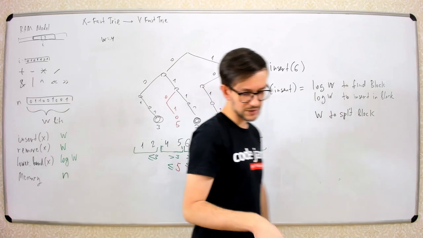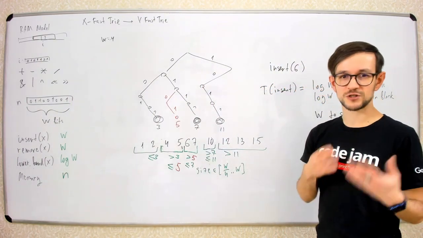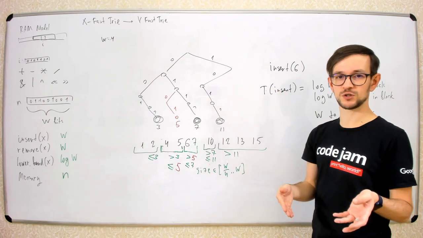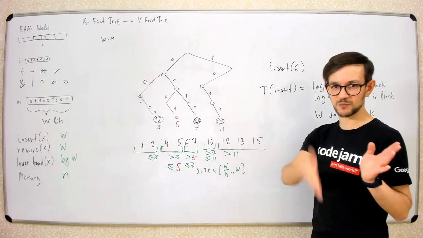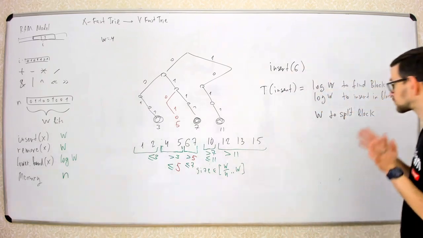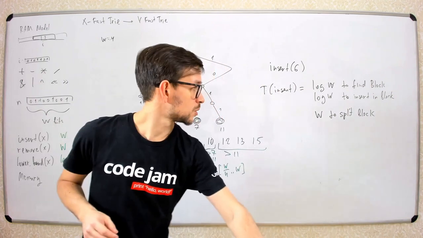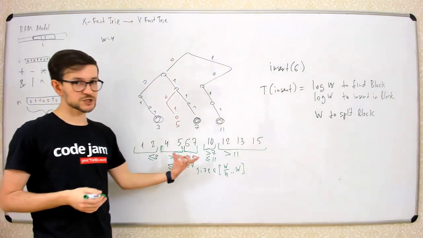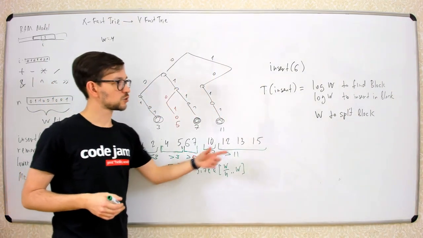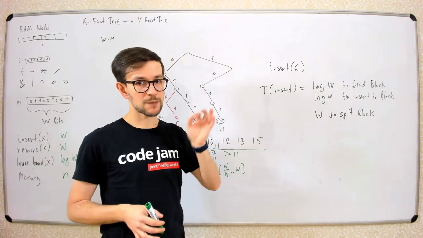So you don't need to do it fast. You actually can do it fast. Yeah, if you have binary search trees, you can split binary search trees using the split operation. But you actually don't need it. Now, let's see. So this operation is actually costly. I need to spend W time to split blocks. But it actually happens not very often.